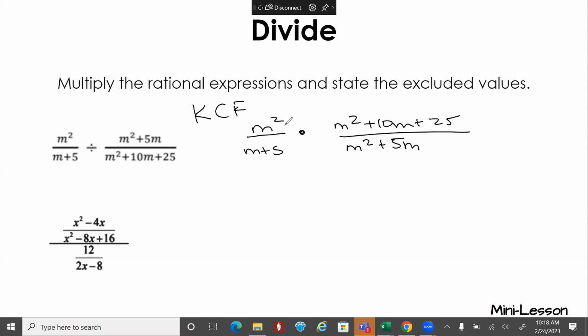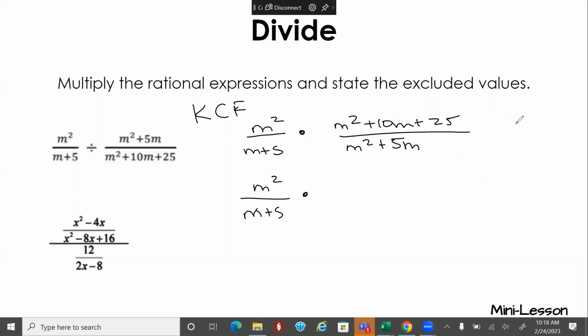Okay, can we factor anything over here on this first fraction? Why not, Logan? Well, we can't break out a greatest common factor. Like we can't take anything out. This has nothing that it's paired with, right? And this m plus 5, we can't take out an m because it's attached to +5, right? Okay. Over here, can we factor this guy?